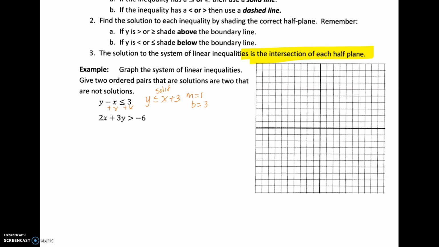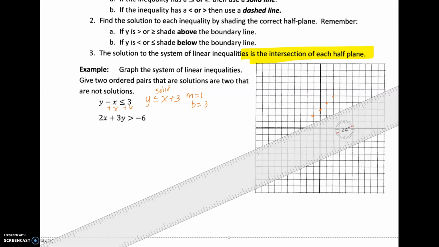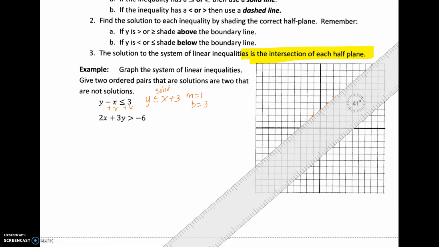So I'm going to start on the origin and I'm going to go up 1, 2, 3. And from there I'm going up 1, right 1, up 1, right 1. I can also go down 1, left 1. And this is a solid line. I'll go ahead and graph that.